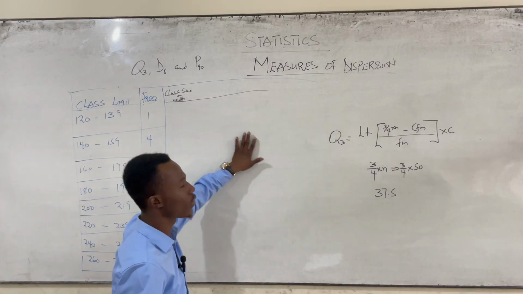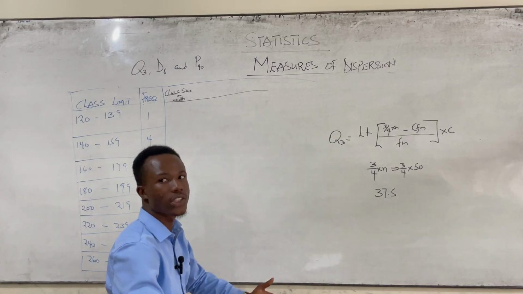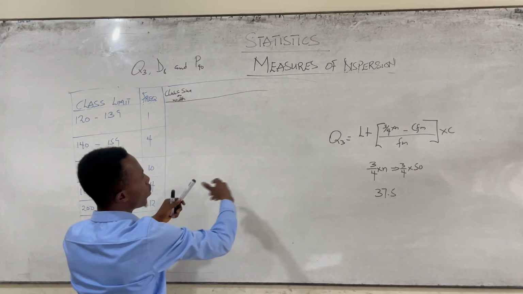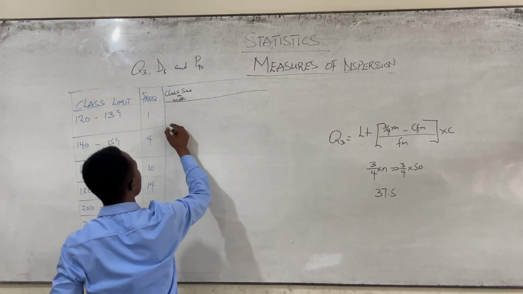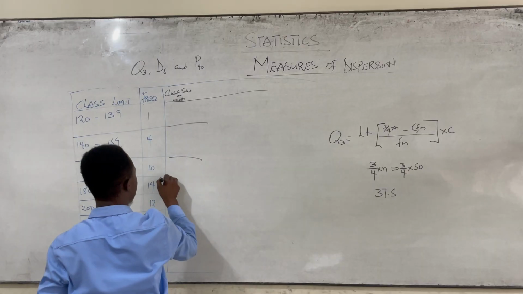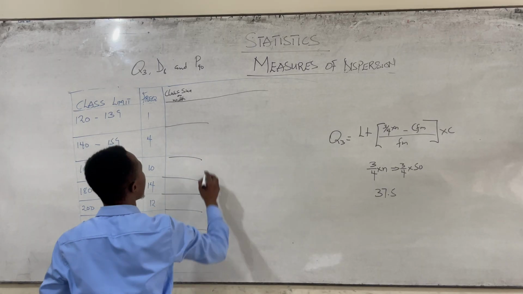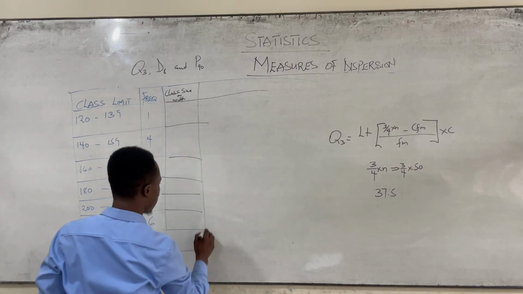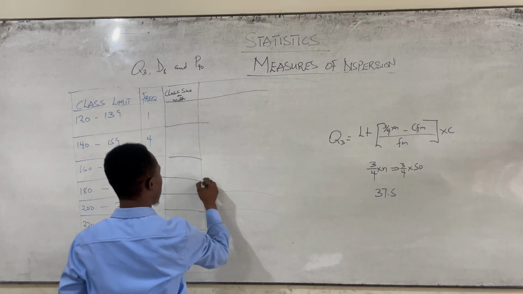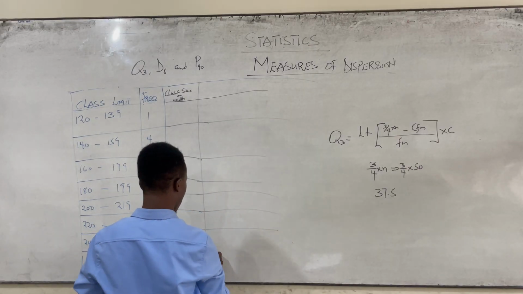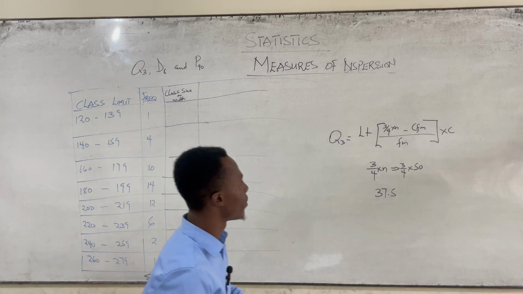Or you can calculate for class boundaries. After that, you find the difference to get the class size. Okay, so now that is our C. So we are going to calculate for C here. Then what do we calculate again? We look at the formula and see what the formula is demanding.